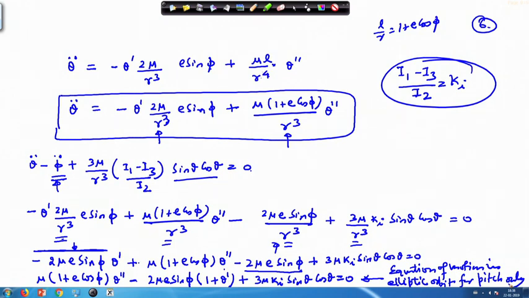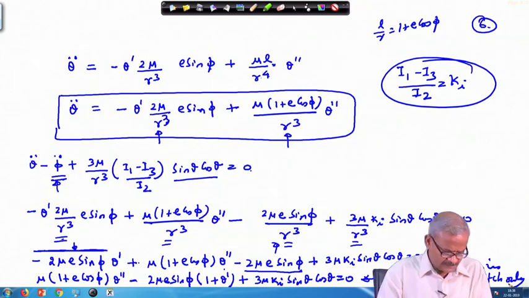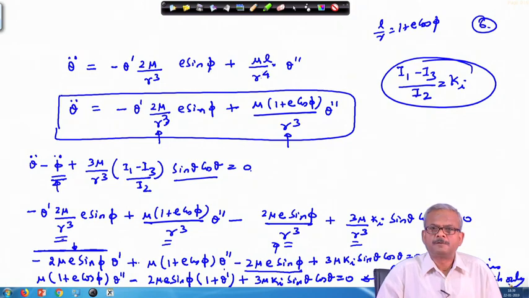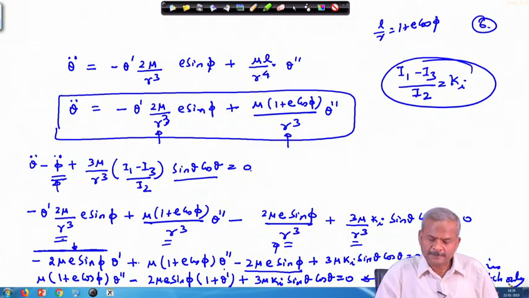And this equation can be expanded, it can be worked out. So, we will continue in the next lecture. Thank you for listening.